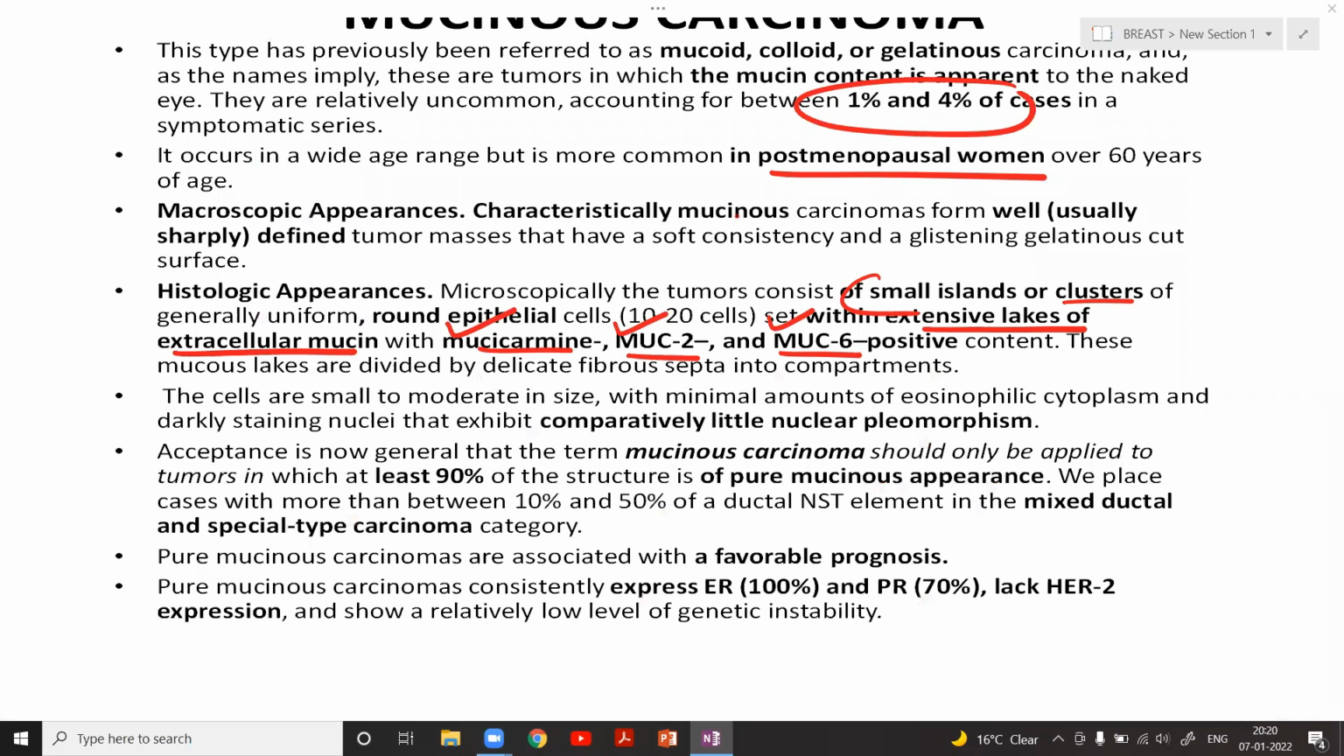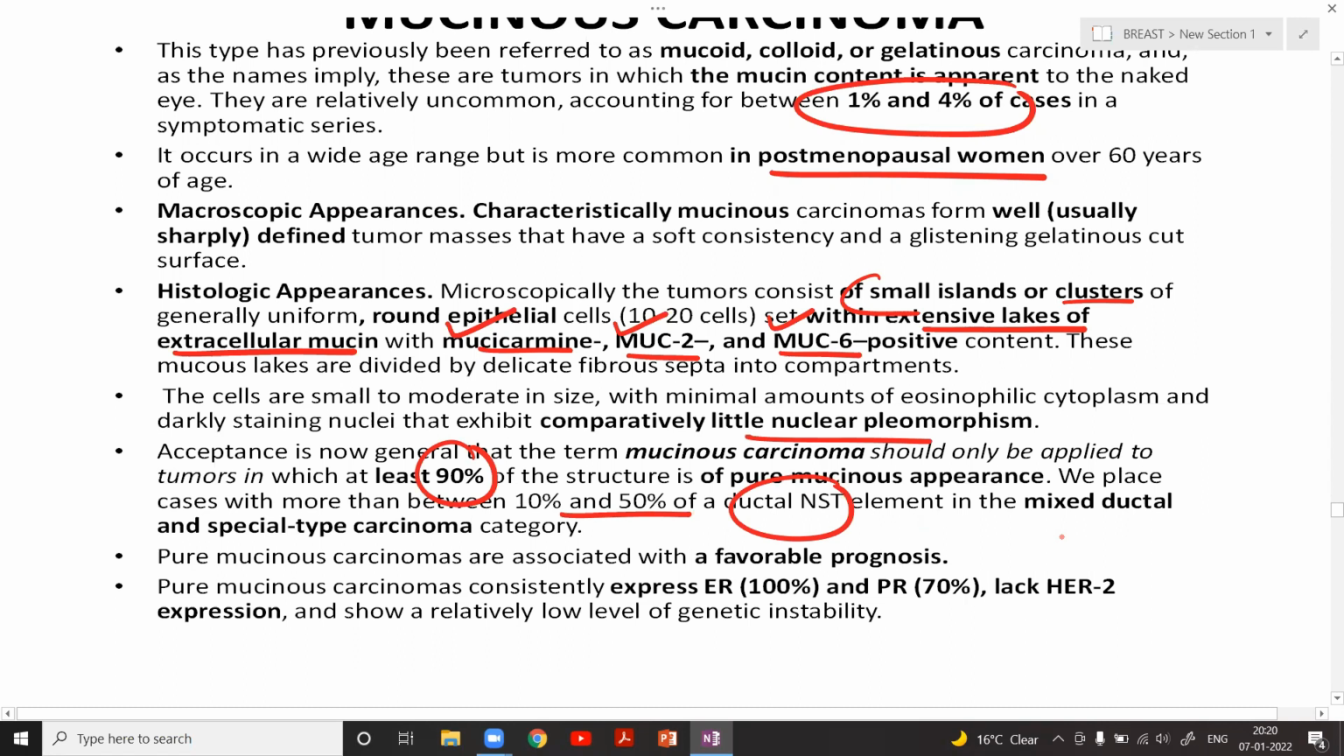Okay. Yes. So again, these cells show very little nuclear pleomorphism. Now remember, when do we label a case as pure mucinous variety? At least 90% should have that. If it is not there, if, for example, 10 to 50% of the case is ductal.